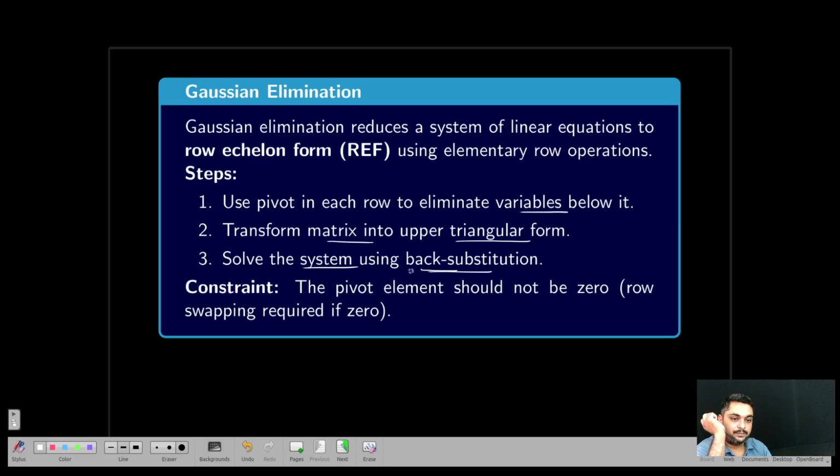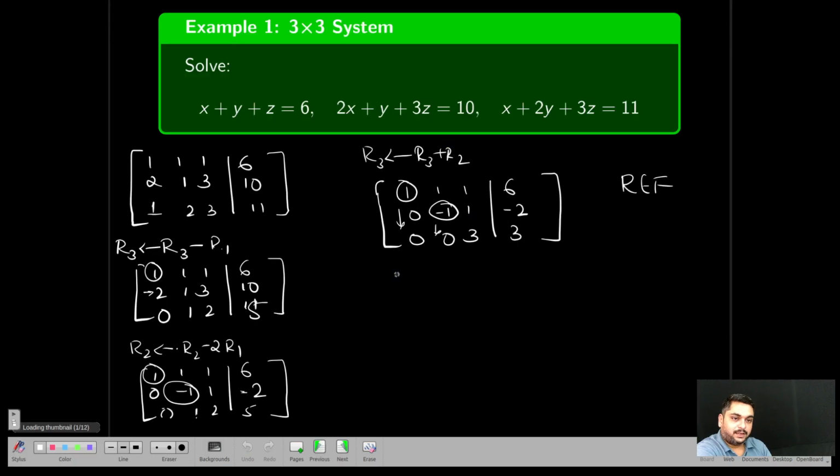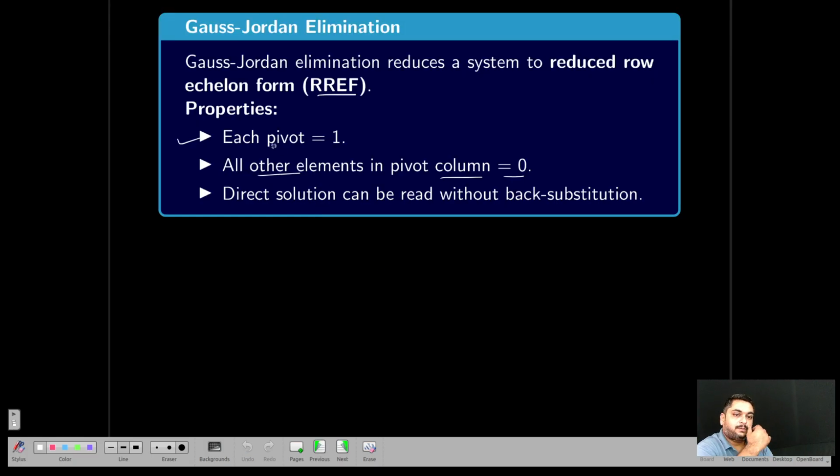What is back substitution? Once you get the final reduced matrix in row echelon form, you reduce the equation to something like x plus y equal to something, so that by solving for one variable, we will get the other variable. That is the back substitution. Here it will not be required, because we'll see, I am making all the pivot elements 1.